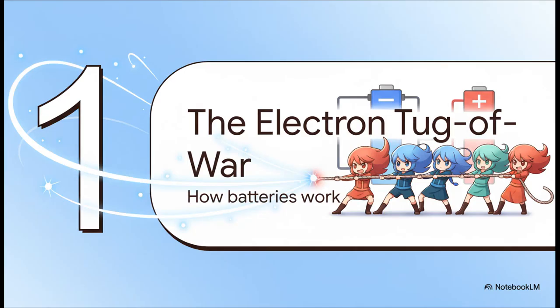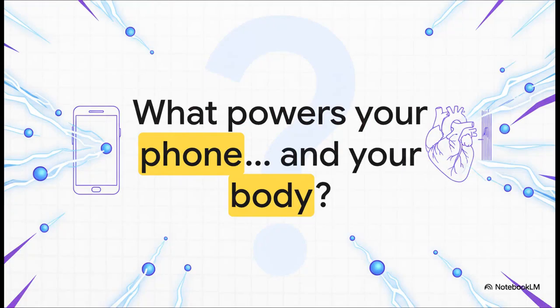All right, first up, let's take a look at something we see every day and the invisible force that's making it all happen. I know, it sounds like a trick question, doesn't it? But believe it or not, the answer for both is exactly the same. It's a constant, powerful, and very directed flow of electrons.